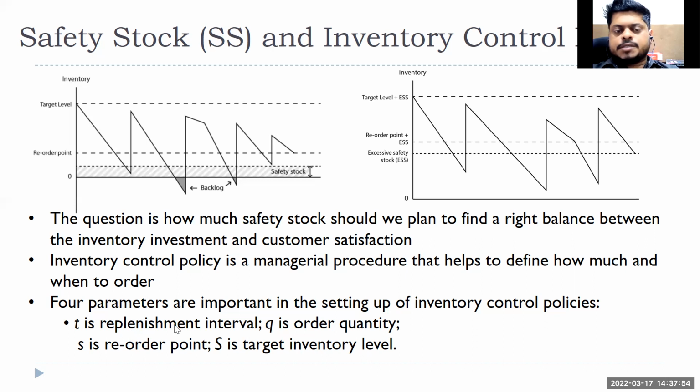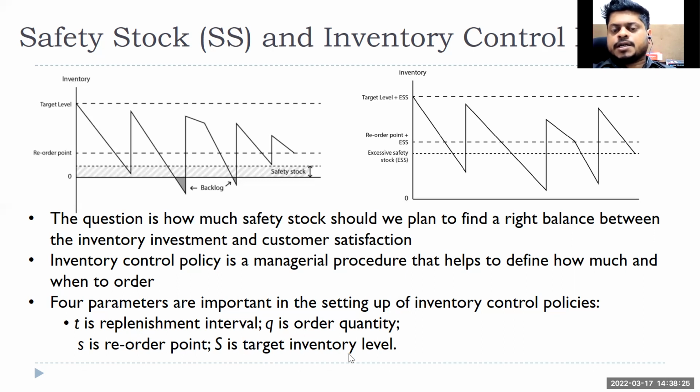So T is the replacement interval, that is the lead time, right? That is the time the supplier or the vendor will take to send the product to you. Q is the order quantity, small q. s is the reorder point. Again, reorder point, remember, is not a time frame, it is the quantity: the amount of inventory left with you when you are placing an order, so that by the time the order reaches you, you would have sold all the inventory, right? So again, reorder point is not a time, reorder point is the quantity.